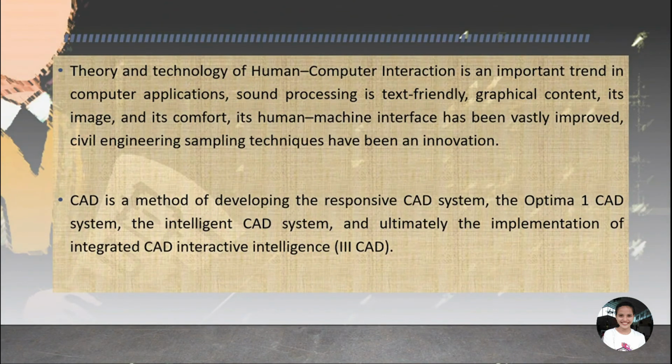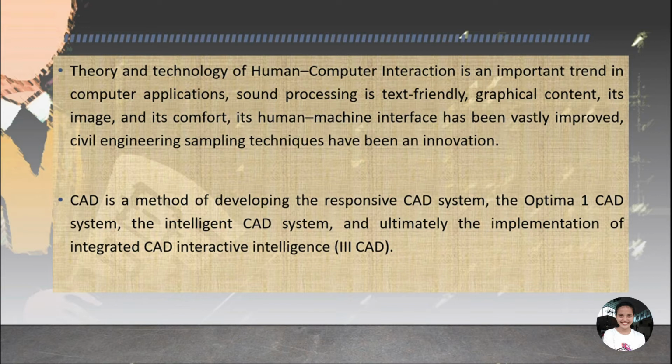Theory and technology of human-computer interaction is an important trend in computer applications. Sound processing is text-friendly, graphical content, its image, and its comfort. Its human-machine interface has been vastly improved. Civil engineering sampling techniques have been an innovation. So, the theory and technology of human-computer interaction will make the user's experience more enjoyable in the long term.